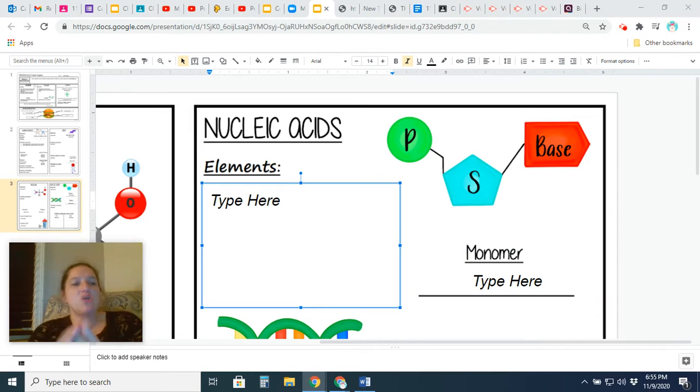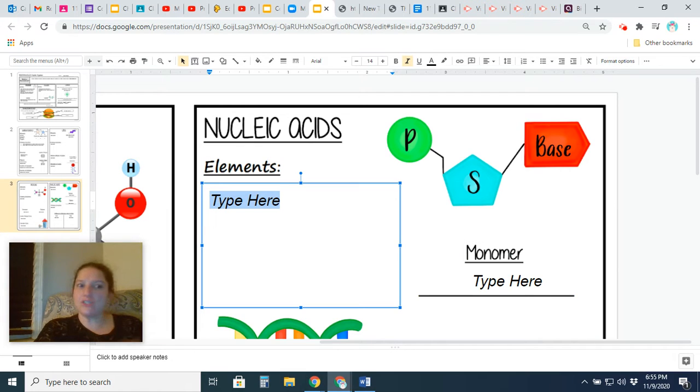Okay, ladies and gentlemen, so the last of the macromolecules. So far we have discussed carbohydrates, lipids, and proteins, and now we are going to talk about nucleic acids. They are the fourth macromolecule that we are going to discuss. We're going to start where we always start, in terms of what is in it.